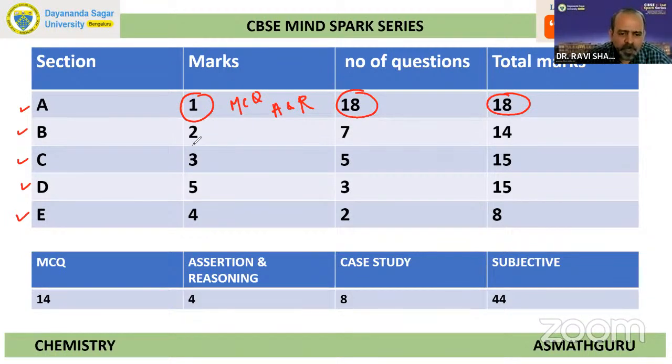Next, in section B, 2 marks questions will be there. How many? 7. So what will be the marks? 14 marks will be there. A short answer type will be there. Very short answer and short answer.